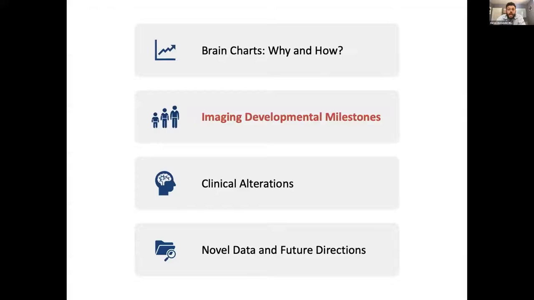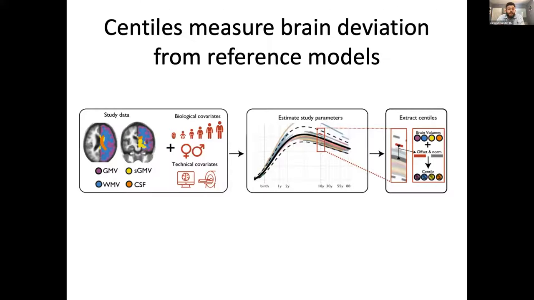And in addition to looking at typical development, a major goal for brain charts is to look at clinical alterations in individuals with neuropsychiatric illness. Brain charts allow us to take a study with both cases and controls and use the controls to model study-specific variation, which then allows us to extract centiles for the clinical groups that leverage the full reference data set while also controlling for site-specific technical confounds.